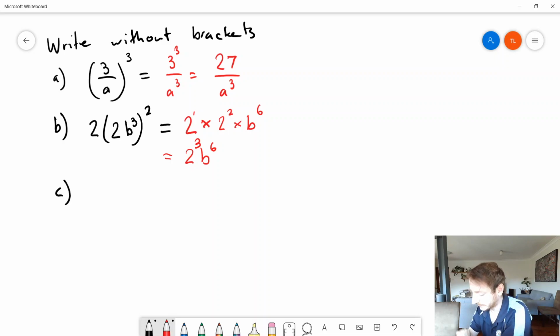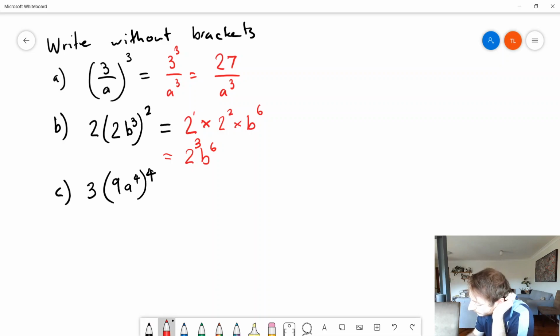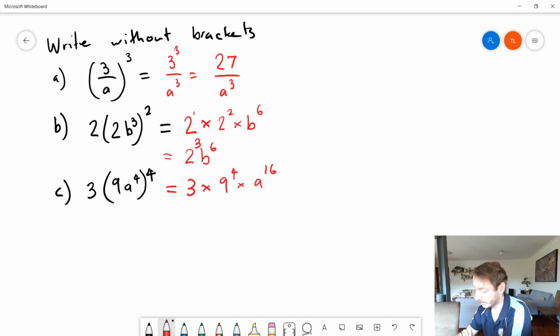Let's say 3 outside of (9a^4), all to the power of 4. So 3, nothing applies to that one. The 9 we've got to the power of 4. And a to the power of 4 to the power of 4 becomes a to the power of 16.